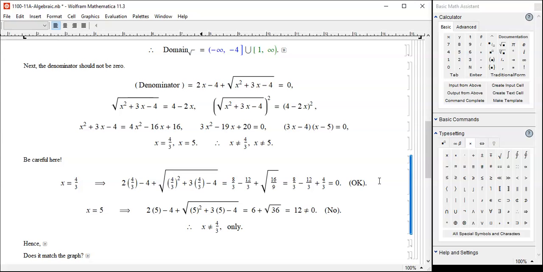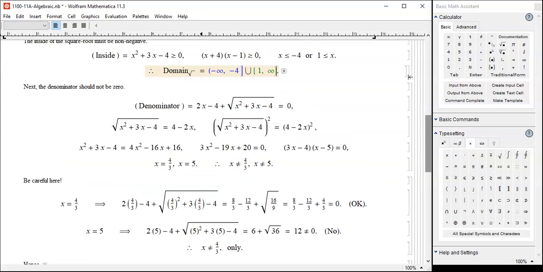Well, indeed, plug in those. Plug in x equal to 4/3 into this denominator and work it out, you get 0. Yes, the denominator is 0 at x equal to 4/3, so that's a vertical asymptote. When x is equal to 5, no, extraneous. So you have to exclude x equal to 4/3 only. So from here, exclude x equal to 4/3.